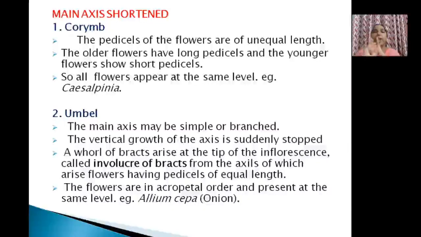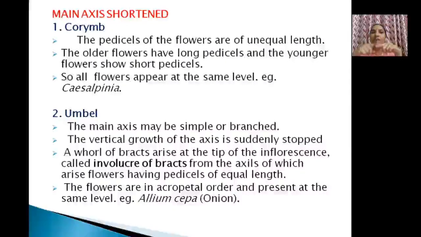Three groups: main axis elongated, main axis shortened, main axis flattened. Under main axis elongated, we discussed simple raceme, compound raceme or panicle, spike, compound spike, then spadix. Clear? Now the second part, main axis shortened. Its first category is corymb. What is that? Corymb.